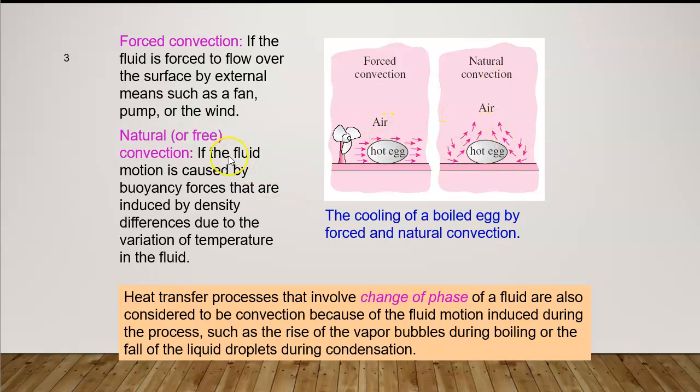Over here we have natural, or free, convection, which doesn't have any forcing, any wind, or any pumps. Why use a pump? Because the fluid could be liquid. So in liquid, to make it forced convection, we use a pump. And then this is air. Air naturally goes up because hot air moves up compared to cold air, which moves down. Then this egg is being cooled by natural convection.